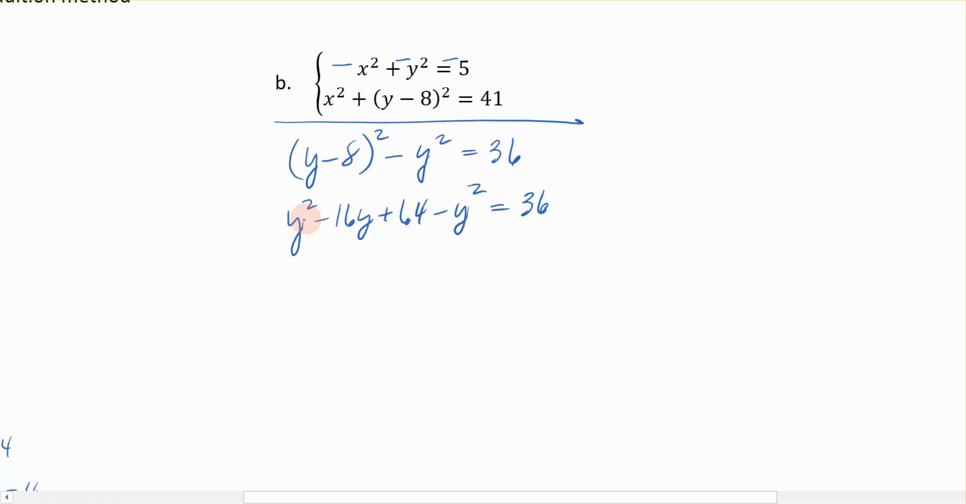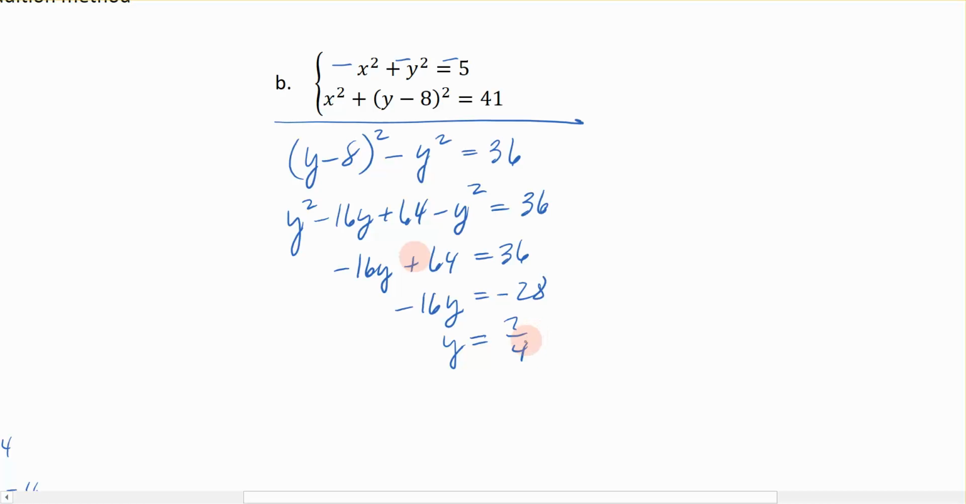So collecting the like terms, the y squareds disappear. I get -16y plus 64 equals 36. Now I'm going to subtract 64 to the right. -16y is equal to -28. Divide both sides by -16, and I get 7/4 for the answer. So remember, I told you that fractions exist out there in the real world, so we're going to continue on knowing that y is equal to 7/4.